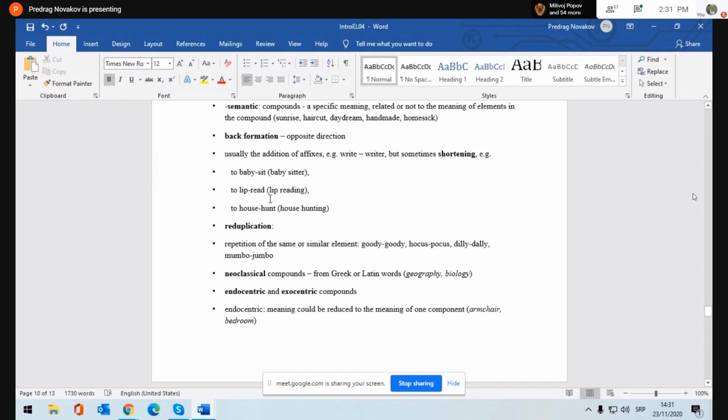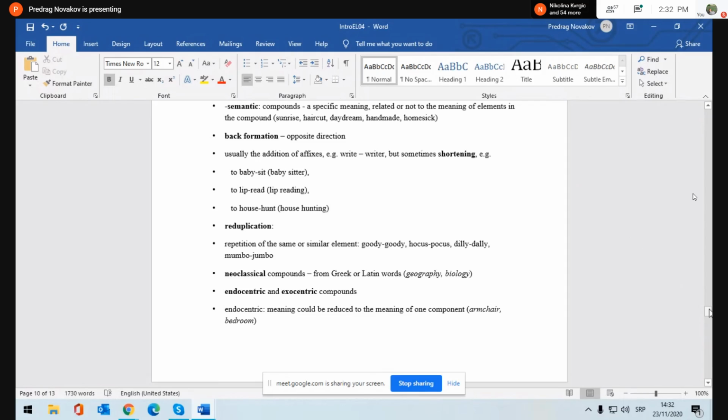To lip read. First you created lip reading, the compound noun, lip reading. And then you omit ing, and then get the verb to lip read. Okay, again, back formation. And the third example is to house hunt. First you created the noun house hunting, you omitted ing to form a verb to house hunt. Okay, so this is what it means, back formation, opposite direction, not addition of suffixes or affixes, but omission of something, shortening. Okay.